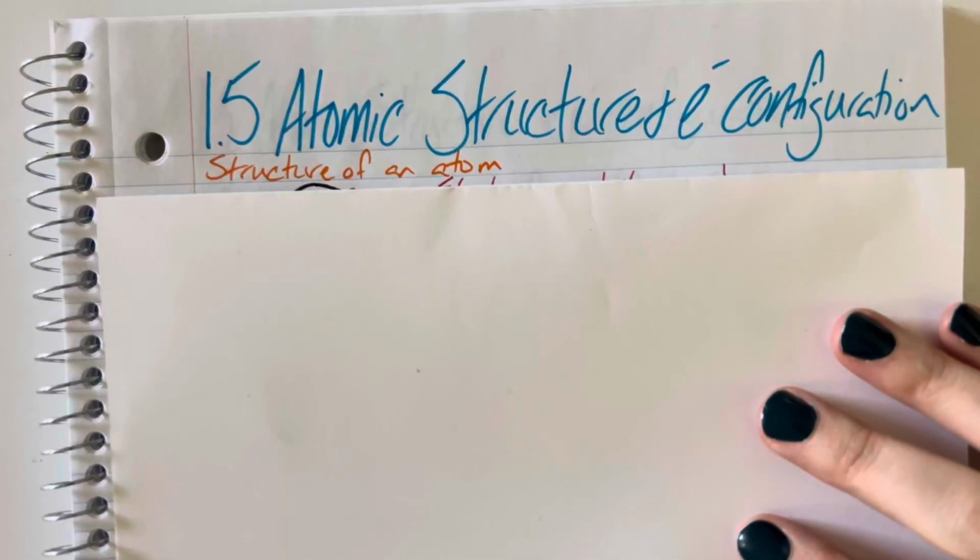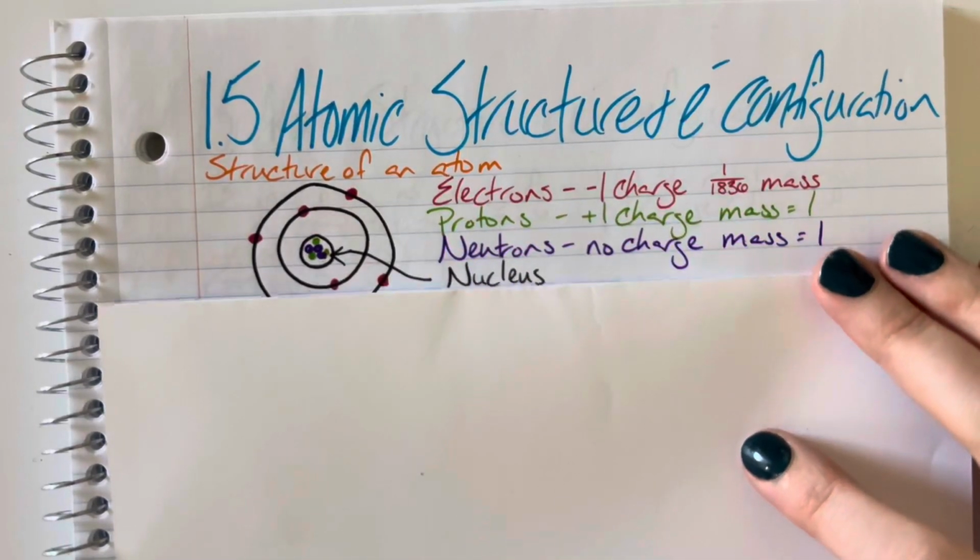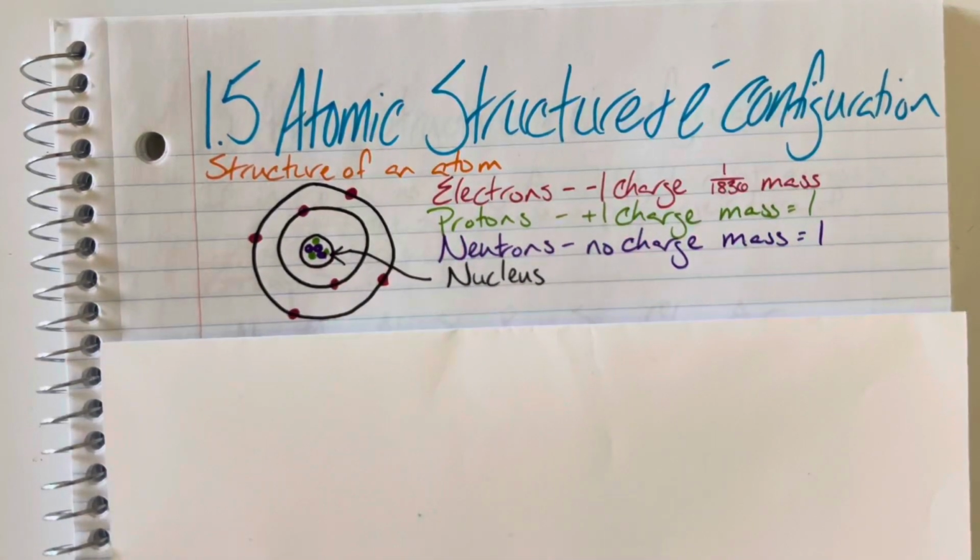AP Chem Unit 1.5, Atomic Structure and Electron Configurations. So when we're talking about the structure of an atom, we have a Bohr model here, and our red little dots are going to be orbiting around our nucleus, and those are going to be my electrons.